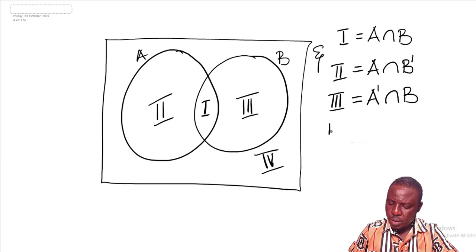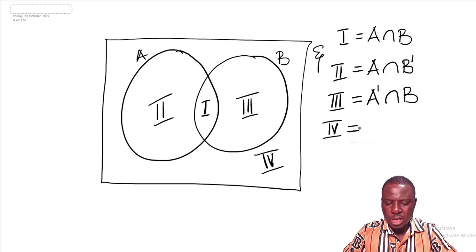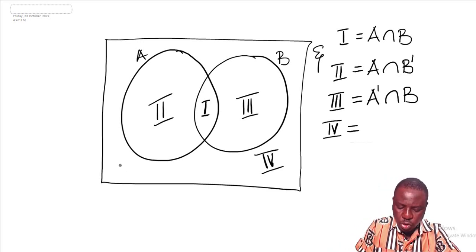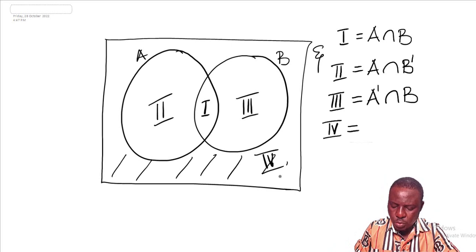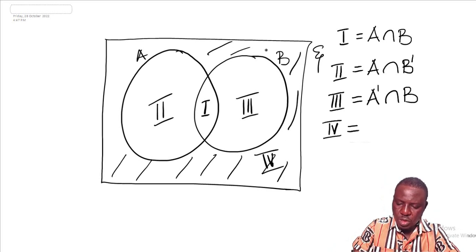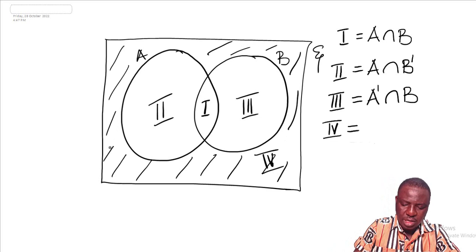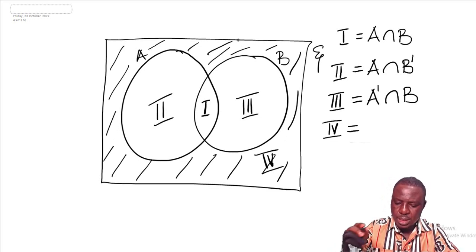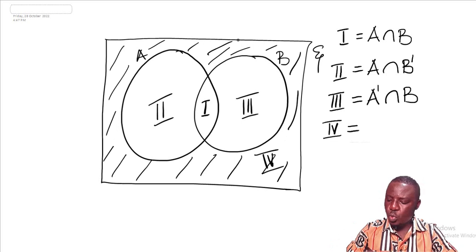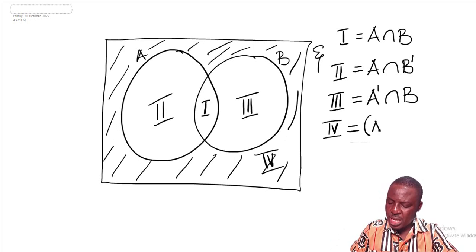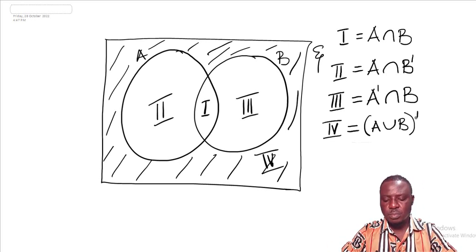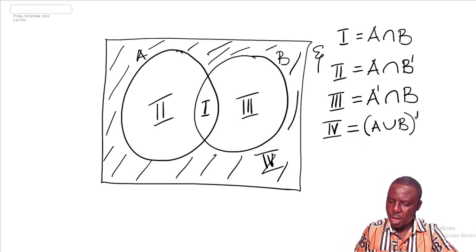Region 4 is said to be made up of elements that are neither in A nor B, but are in the universal set. So the whole of this region is said to be made up of those you can find only in the universal set, but not in A or B. So we refer to these as bracket A union B, prime. So these are the regions.